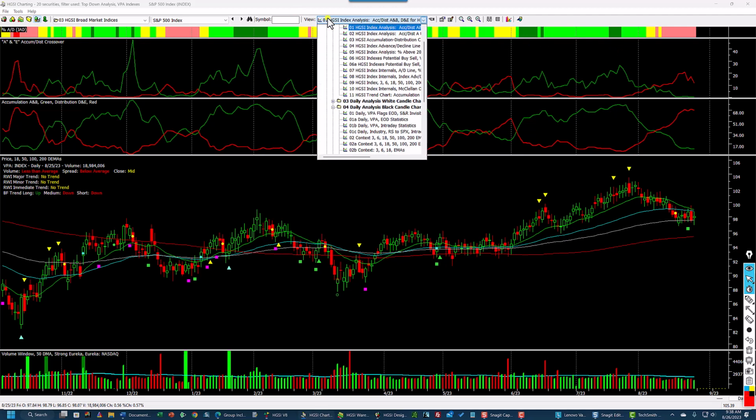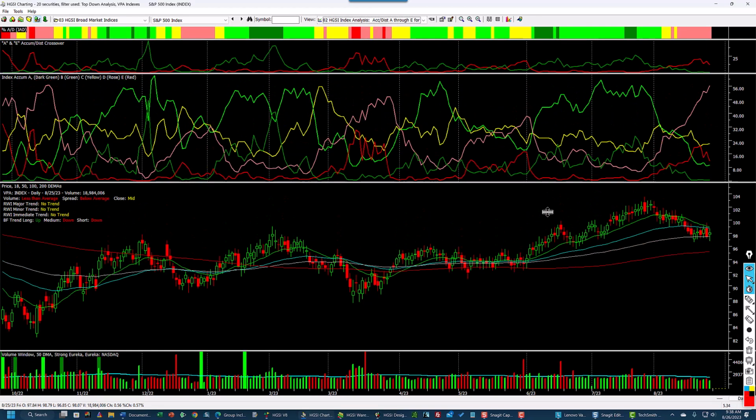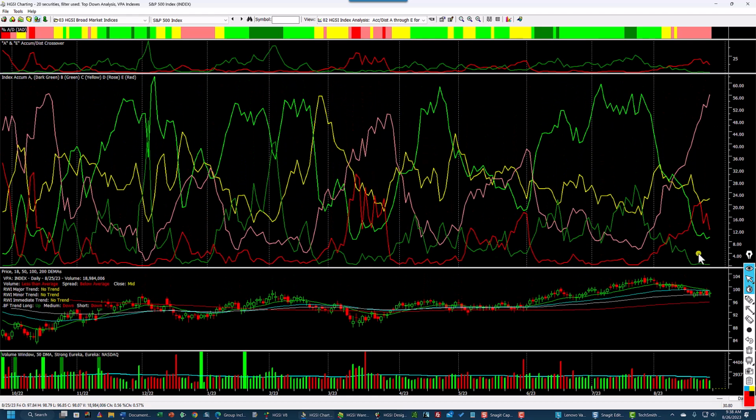I want to move down to the next view, and this view shows us a rotation of accumulation within the S&P 500. Once again, here's the E and the A, but this represents the D accumulation. It's still moving up. The C accumulation is yellow, and you can see that it was going down, but it's starting to move up. And the E distribution is going down, and that money is flowing into the D and beginning to flow into the C and a little bit into the B, but not into the A yet. So this gives a view of accumulation distribution for whatever index you have in here.